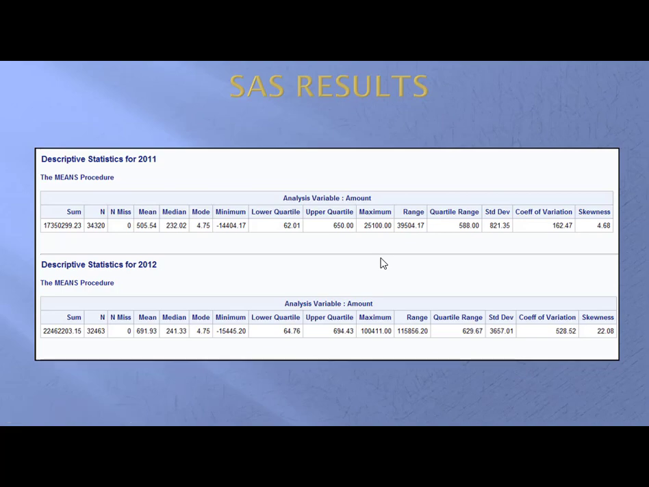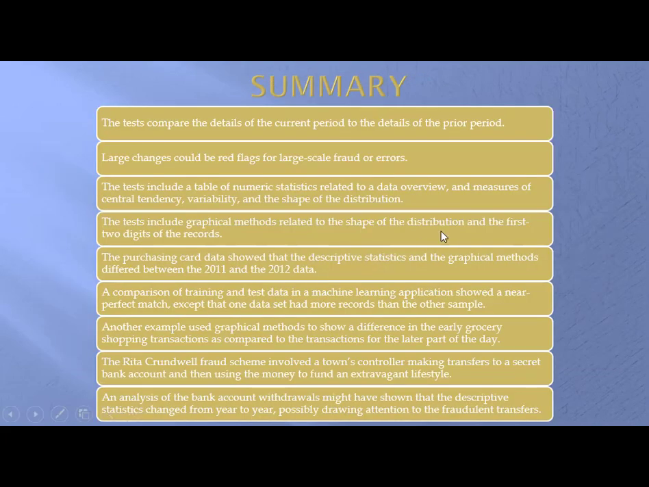So, what we do, we compare the current period to the prior period, but I'm looking at the details, and I want to know whether these numbers have got the same look and feel. Large changes could signal large-scale fraud or errors. We have a table of numeric statistics, we have the overview, the central tendency, and the variability sections. We have the two graphs, and I would recommend histogram and the first two digits.